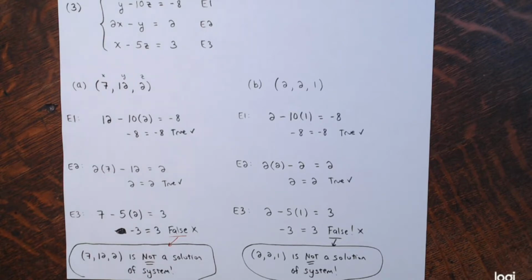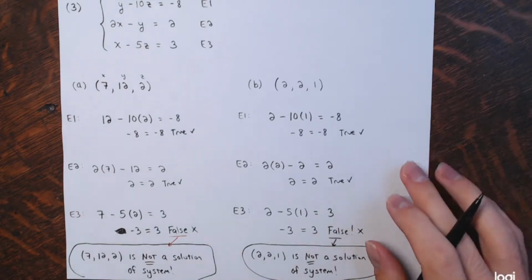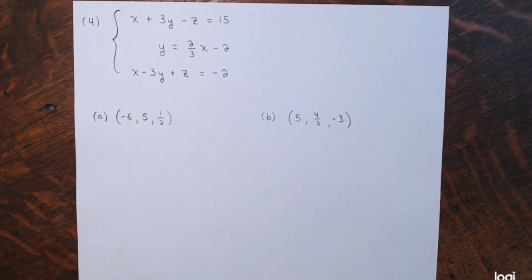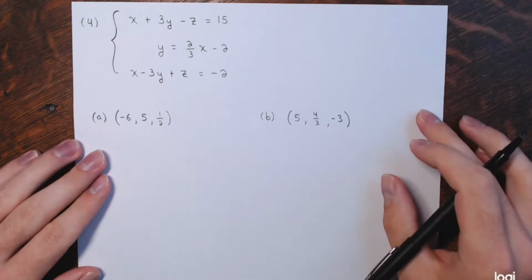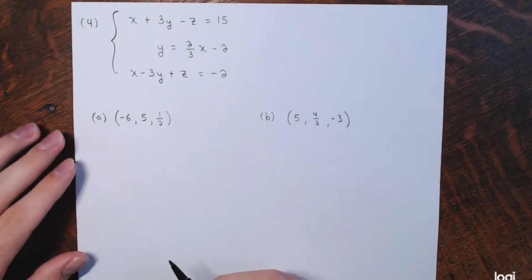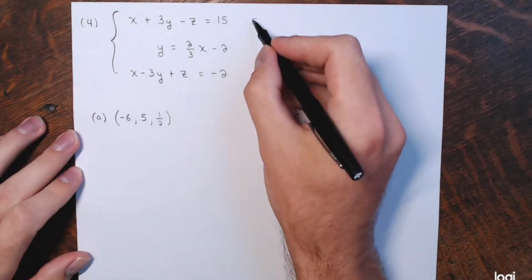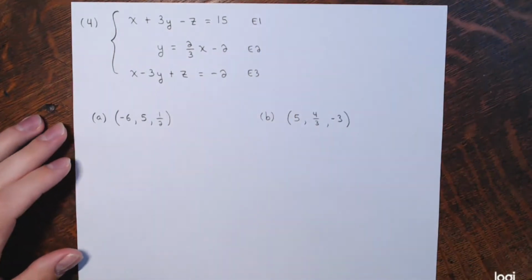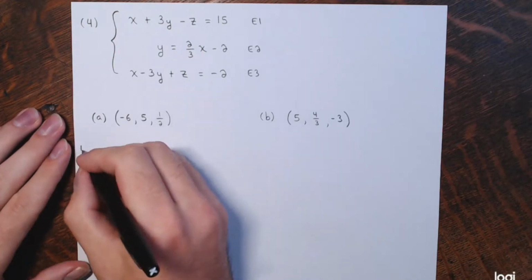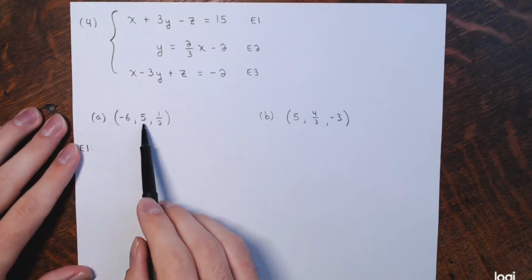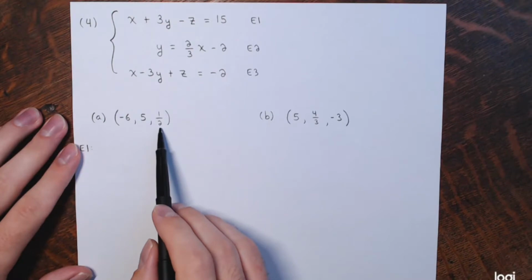All right, and finally, same kind of example, example 4. This is the last one, which is corresponding to exercise 165. 3 equations with 3 variables showing up, x, y, and z. And again, I will label them equation 1, equation 2, and equation 3, E1, E2, and E3. So this first ordered triple, we have -6 for x, 5 for y, and 1/2 for z.